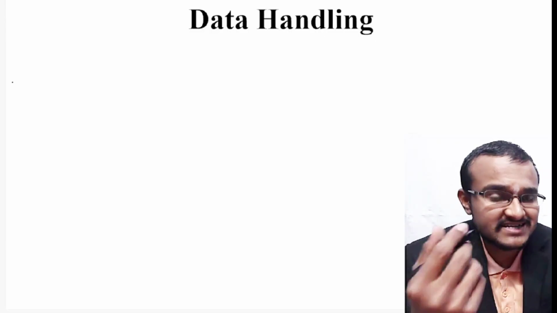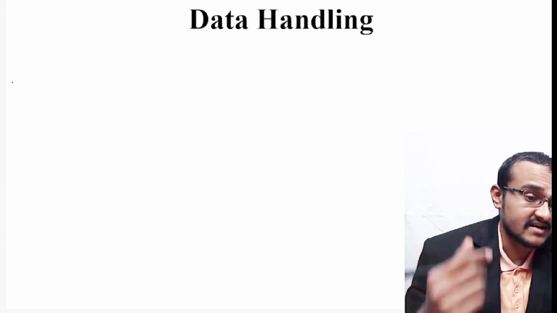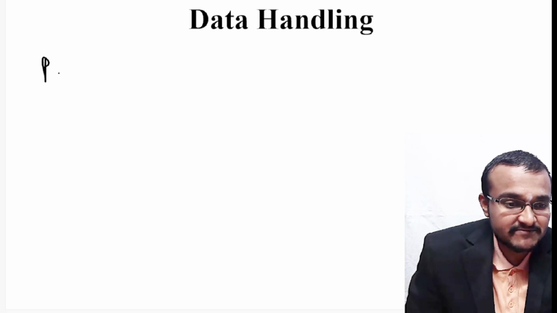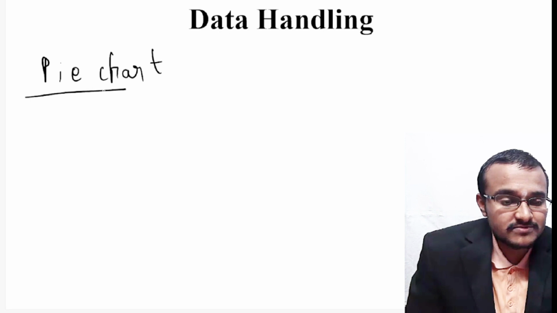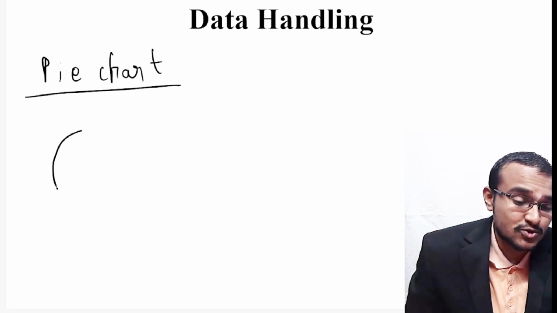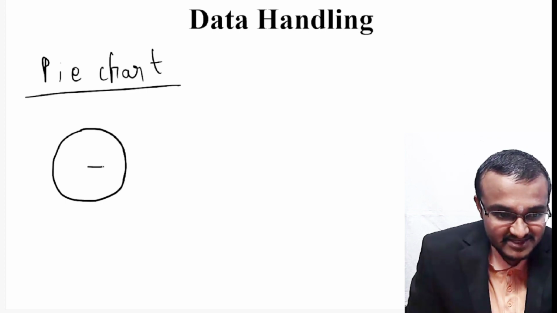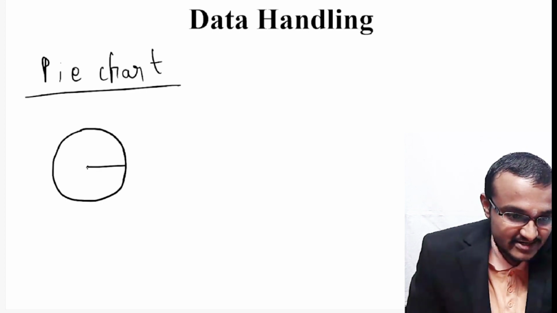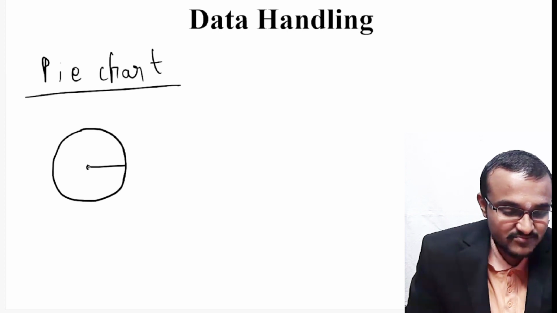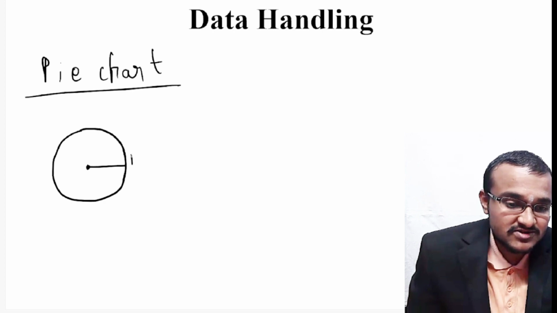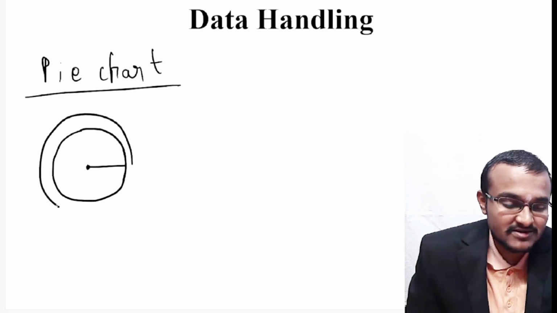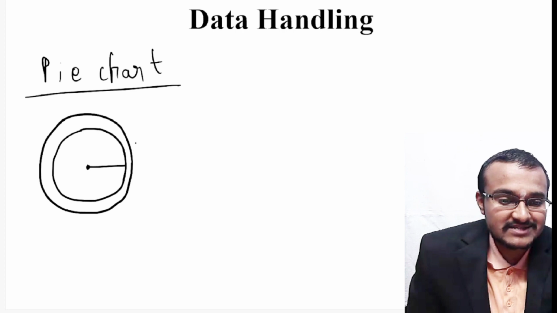Coming to the next kind of representation of data, there is the pie chart in this chapter. You should learn how a pie chart works. Always remember the total angle of a circle is 360 degrees. Let's say this is the center point; you draw a radius from this center point like this. If you make one full rotation on this circle, you cover 360 degrees.